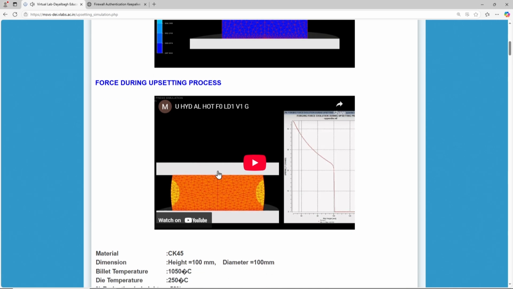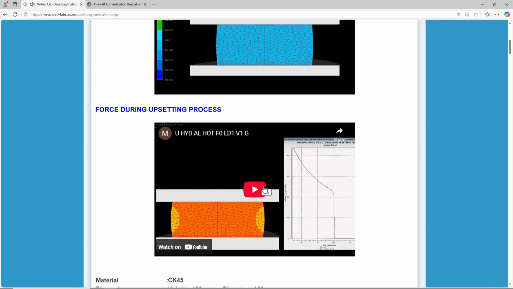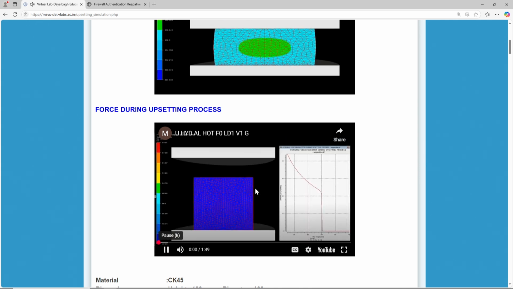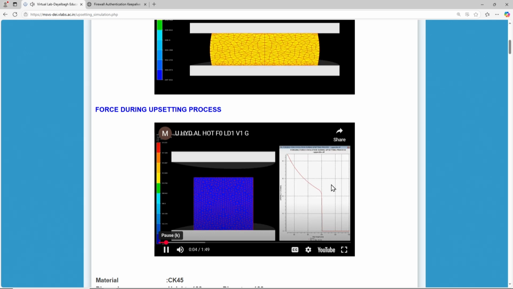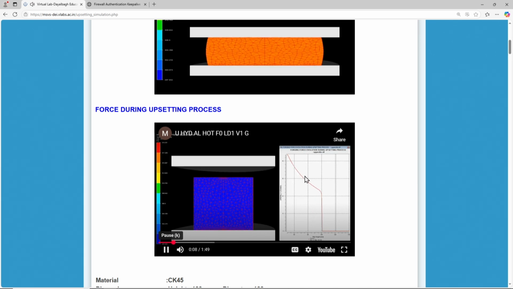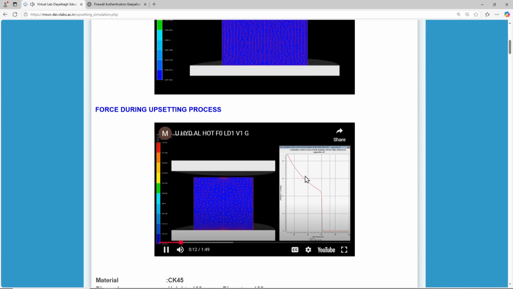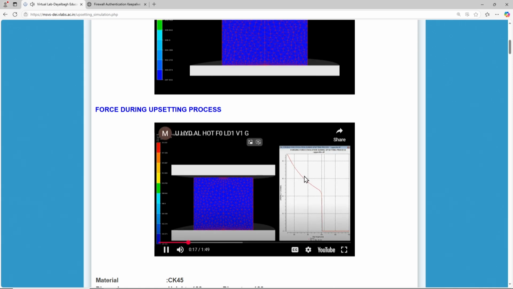There is another video, if I play that. So this process is regarding the force during the upsetting operation. You can see the metal forming simulation is there, and here you can see the graph that is showing the force. So material is plastically deformed here. So it is open die forging, as I said. You can see this is happening.